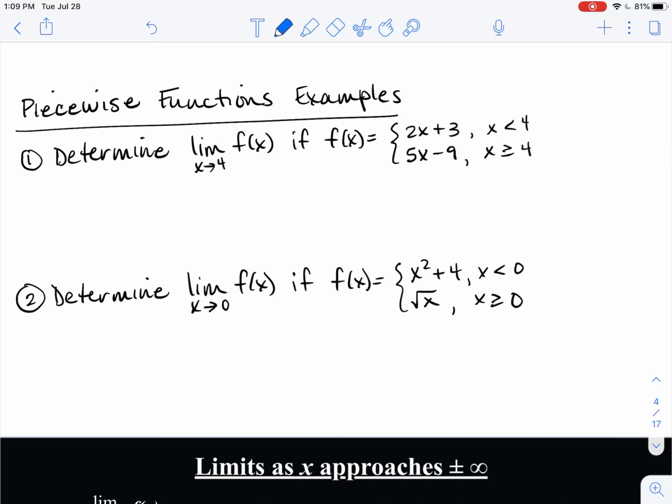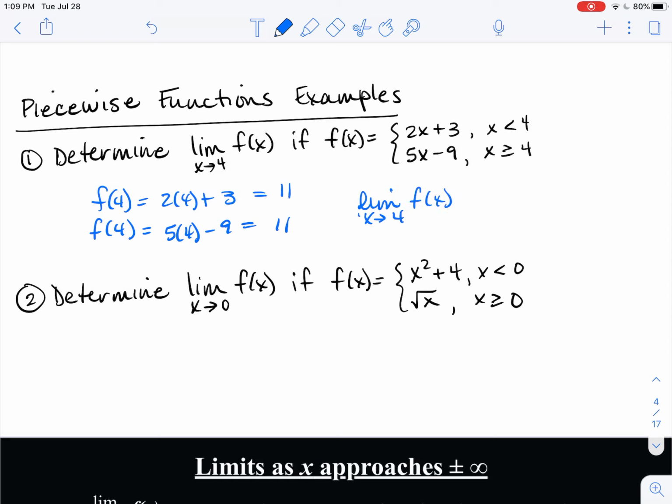All right, let's take a look at two piecewise examples. So determine the limit as x approached 4. We have a piece of the piecewise function to the left of 4 and to the right of 4. And as long as these give us the same y value, then our limit exists. So let's evaluate. f of 4 from the left would give you 2 times 4 plus 3, which is 11. And f of 4 from the right would give you 5 times 4, 20 minus 9, which is 11. So the limit as x approached 4 of f of x is equal to 11.